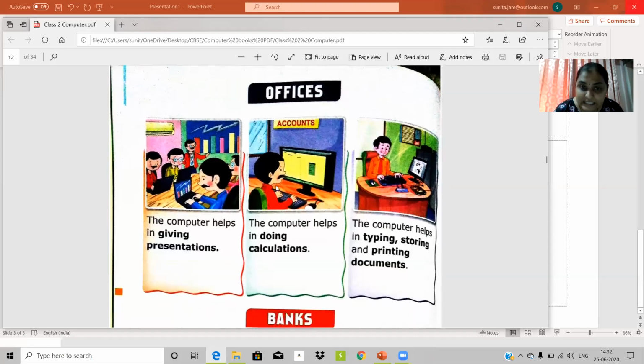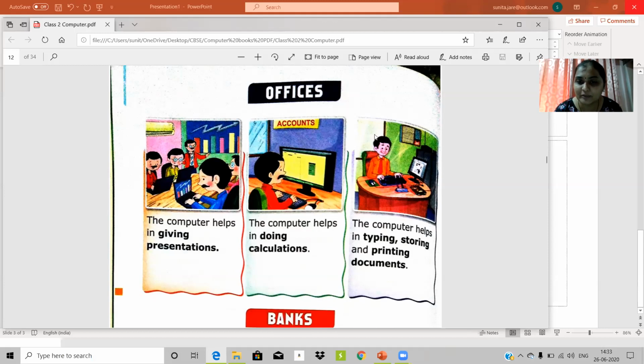So in this picture, this person is using the computer to do the calculations, because it will save the result also, and it will do complex, very difficult calculations within a fraction of a second. And second, if we do the calculation manually, there might be chances that we make mistakes, because we are not machines, we are human beings. But when you are using a computer and you type the right numbers, the final answer will be correct. If you type a wrong number, then obviously the answer will be wrong. So yes, the second picture says computer helps in doing calculations.